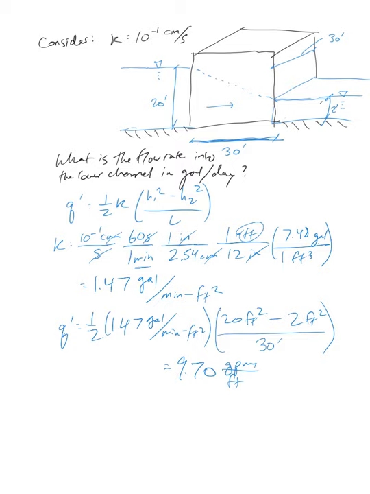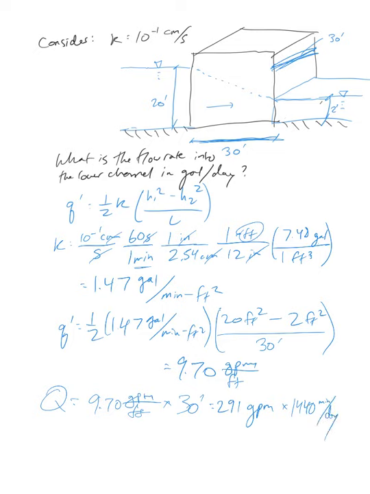Now I need to multiply by the thickness into the page, so Q is equal to 9.70 GPM per foot multiplied by 30 feet back into the page, and I get 291 gallons per minute. And then I just need to multiply by the number of minutes in a day, multiply by 1440 minutes per day, and I get 419,100 gallons per day.